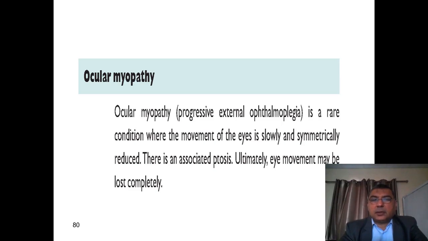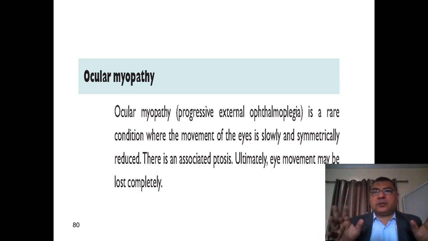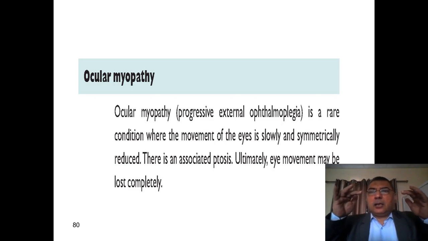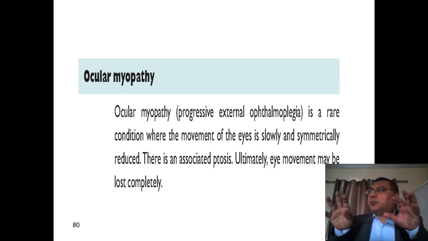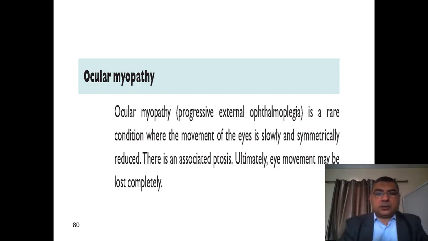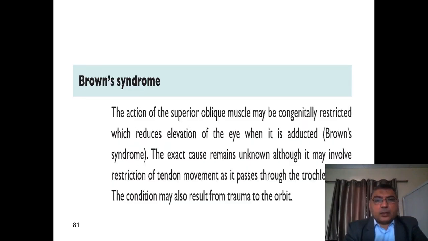It is called progressive external ophthalmoplegia, in which the patient cannot move the eye in any direction because of involvement of all the extraocular muscles, all 6 muscles. Also, there is involvement of the bilateral levator palpebrae superioris, so the patient will have bilateral ptosis and a frozen eye. He cannot move the eye in any direction. He has to move his head in any direction of gaze to achieve that gaze.